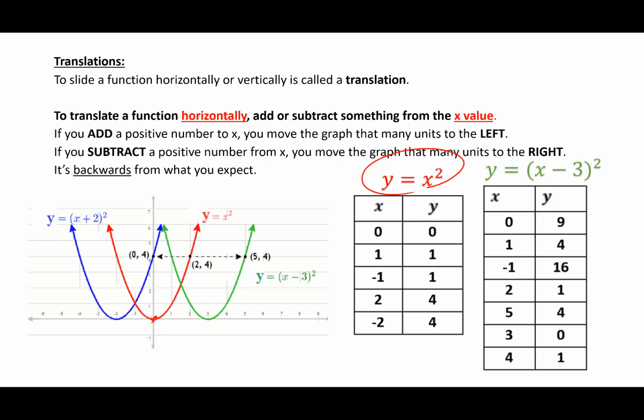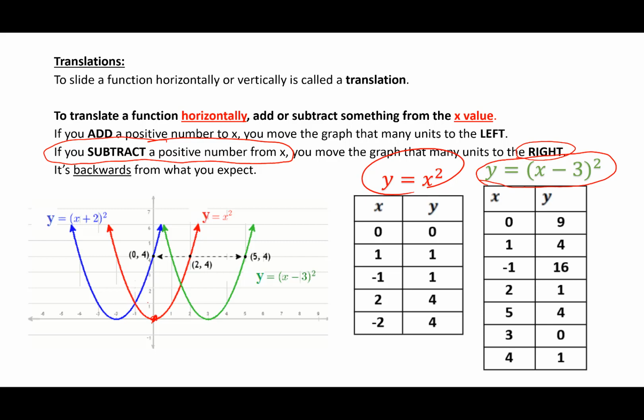All right, let's look at this situation first. If you subtract a positive number from x, you move the graph that many units to the right, which is the opposite of what you would expect. You would think, well, if I'm going to subtract something from x, won't that move the graph to the left? Well, actually it doesn't, and you can see why if you look at the situation here with these two tables of values. All right, so with y equals x squared, you've got 0, 0.